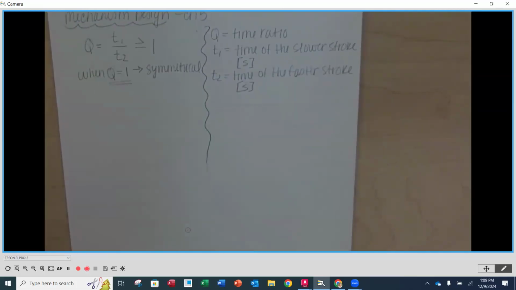If it's something greater than 1, that means that our slower stroke is larger than our faster stroke. So we've got a quick return on that. So we're going to get something greater than 1 for our Q value, and that's non-symmetrical.